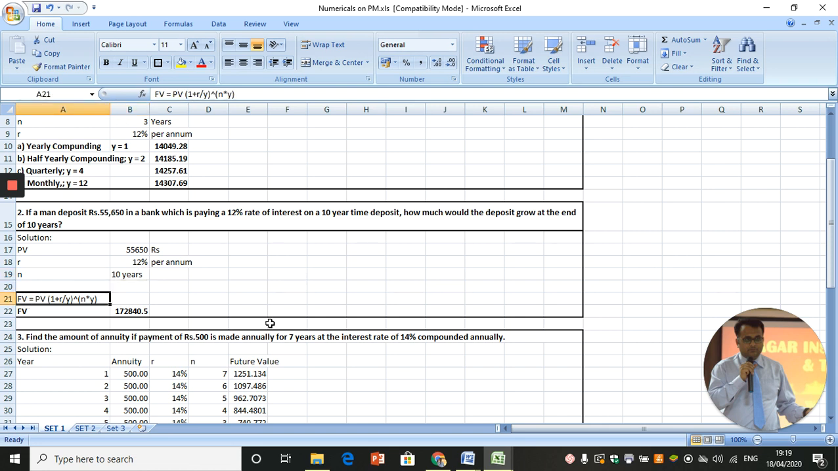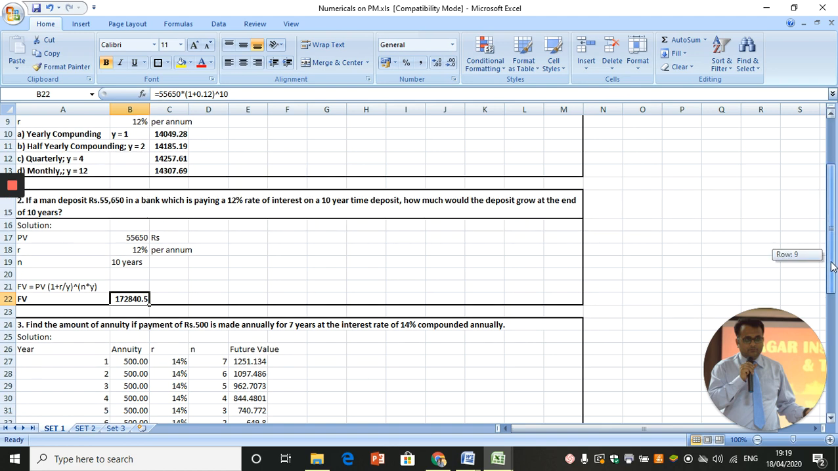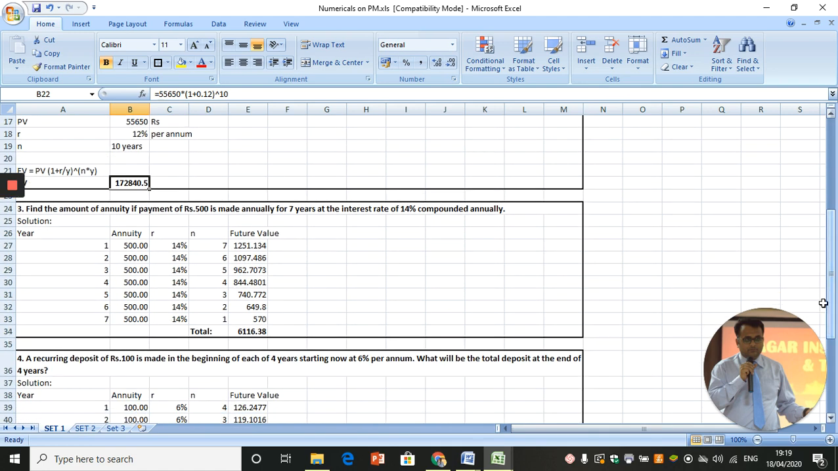So the same formula we are using here, that is future value is equal to present value into (1 plus R divided by Y) to the power N into Y. And if you look into this, I've done the same thing: 55,650 into (1 plus 0.12) to the power 10, and into 1 because it is yearly compounding. So it is very similar to the first question. Let us move to the third one.